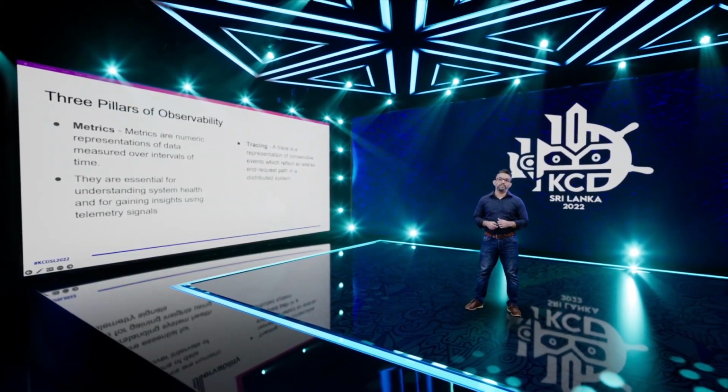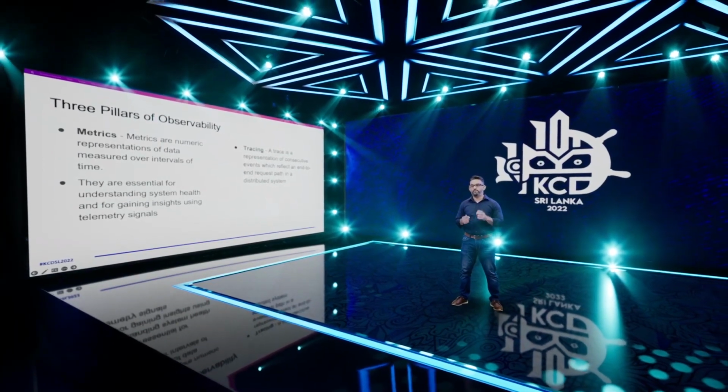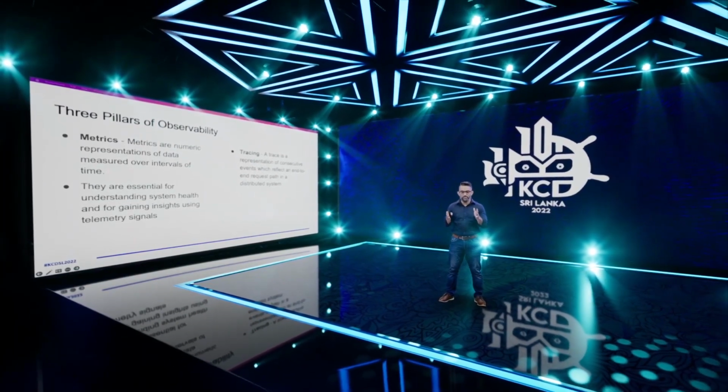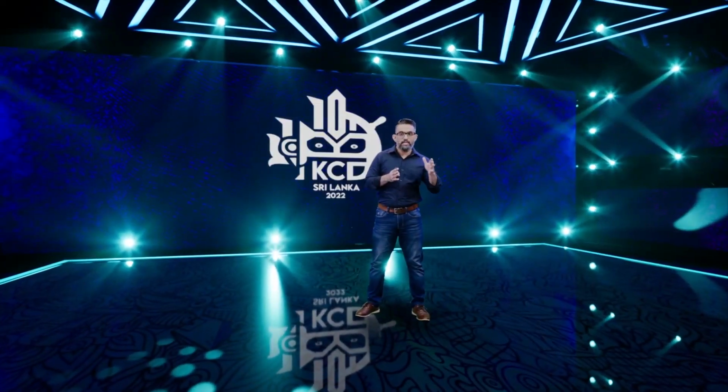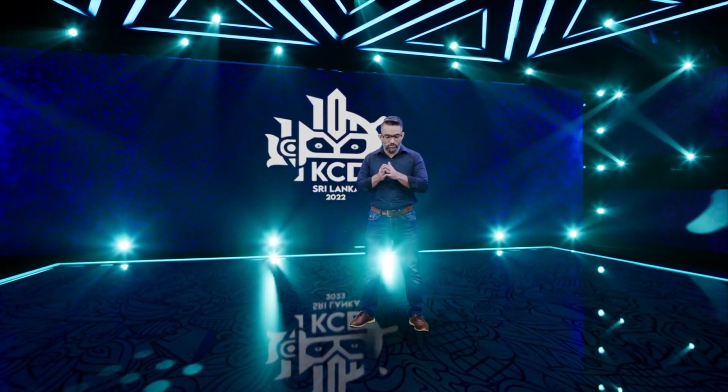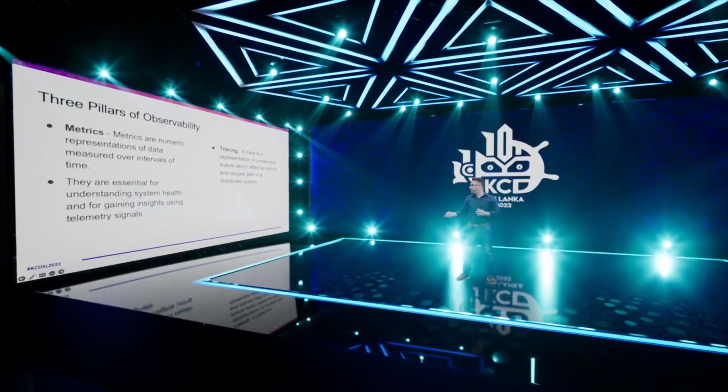Metrics is a numerical representation of data measured over a period of time. Say for example, how many 200 requests did I get in the last 30 seconds? And the last one is tracing. Tracing is a mechanism that will help you to track your whole transaction end to end, and identify and troubleshoot the issue.